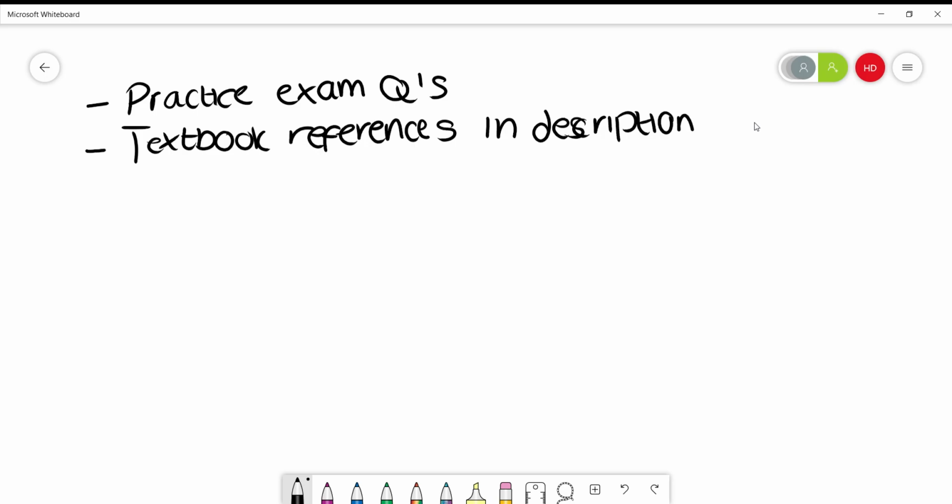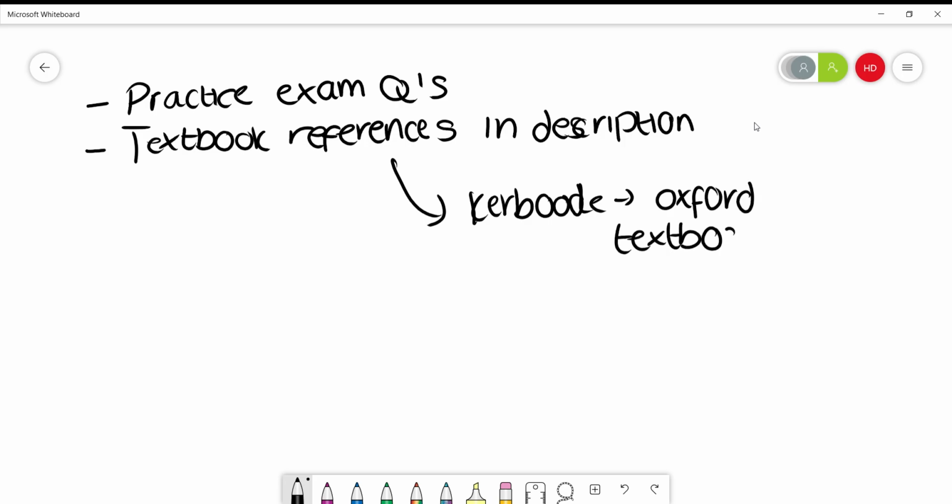Obviously, our textbook references are going to be based on the Oxford textbook, and all of our content is going to be OCR specific. However, for chemistry, a lot of the overlap between Edexcel, AQA and OCR is synonymous, so other exam boards can use our videos, but just make sure you check your textbook for which bits you actually need to know and which bits you don't.